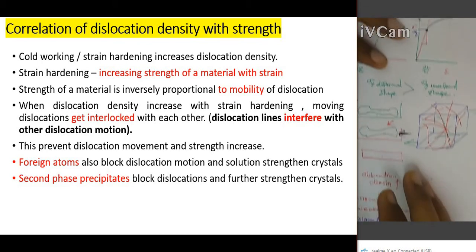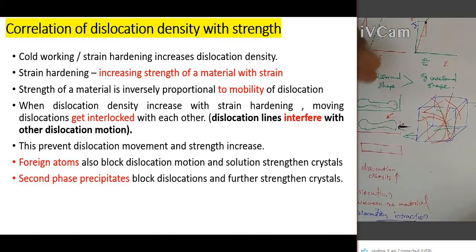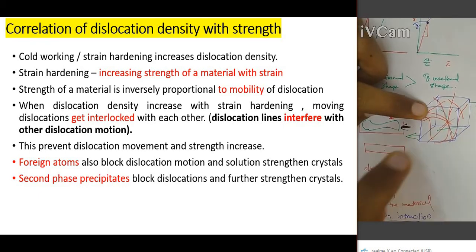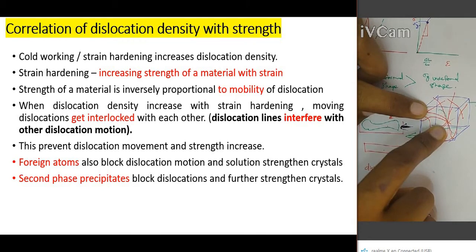The interlocking is nothing but two dislocations when they meet. When they meet an obstruction or when they meet each other, they may not propagate any further. Their mobility is arrested. So we increase the number of dislocations by strain hardening.